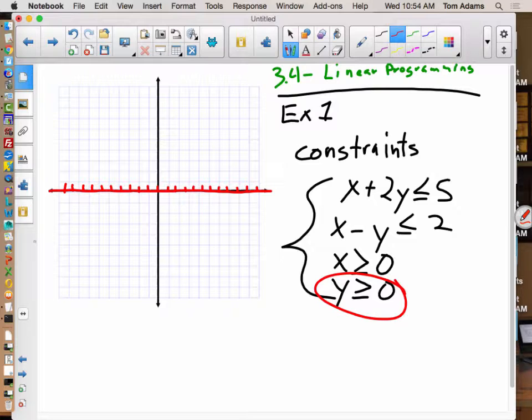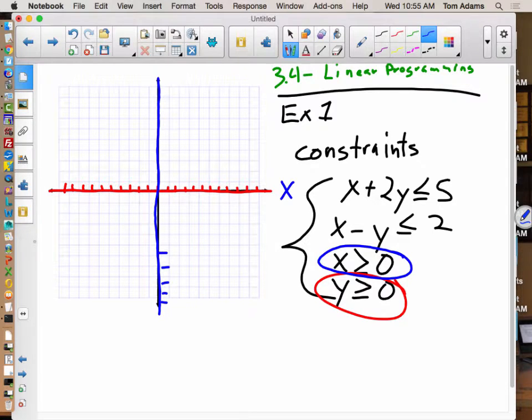Now, x is greater than 0. What is x equals 0? How does that look? It's the y-axis, so I'm going to do a solid line on the y-axis. Now here we have to use our thinking caps. Give me an x value greater than 0. 5, 2, 1, any of those numbers. Where on the x-axis would that be, to the right or to the left? To the right. So I would shade to the right.